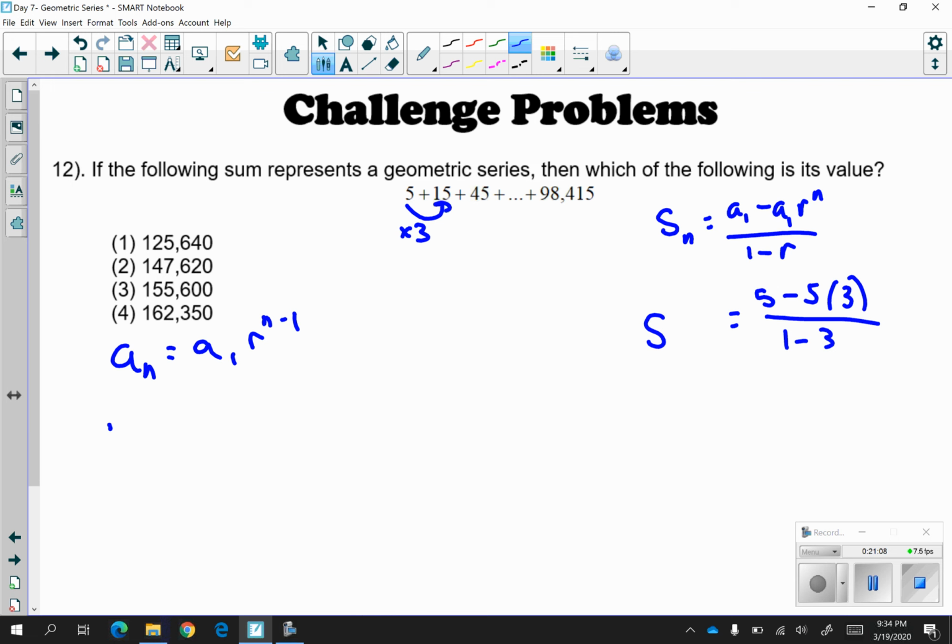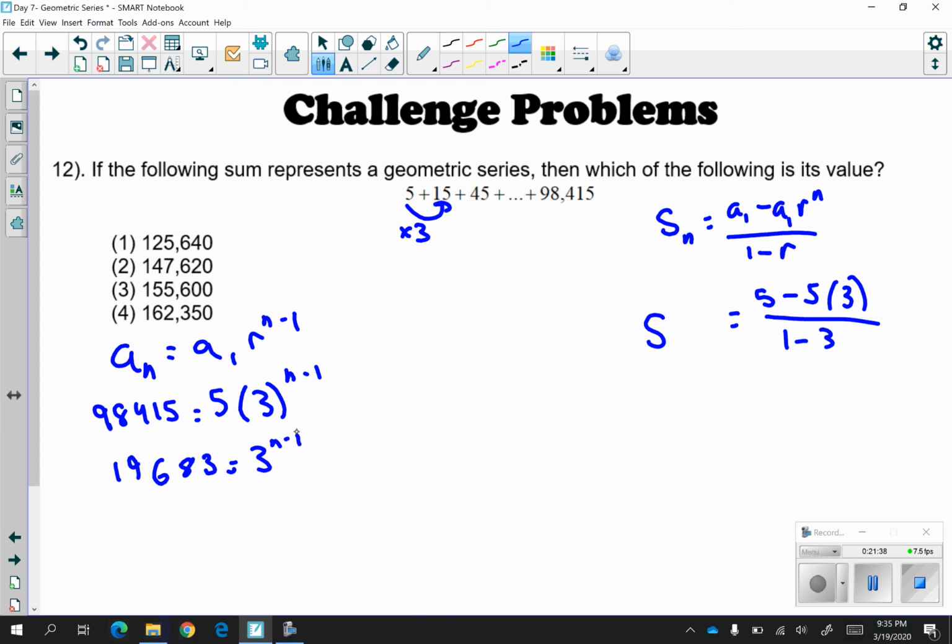So a sub n is 98,415. My first term is 5, common ratio is 3 to the n minus 1. In order to solve for that, you have to divide by 5 on both sides. And when you do that, you get 19,683 is equal to 3 to the n minus 1. How do you think you solve that, right?